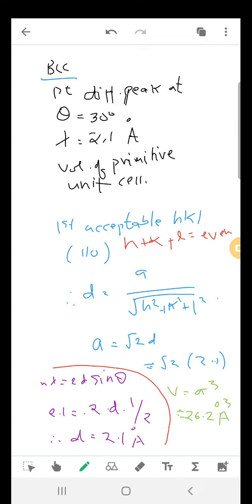The first case is 110, and for a cubic, the interplanar spacing is related to the lattice constant by the usual formula. When we put the values of H, K and L, we get a is equal to root 2 d, and we know that d is equal to 2.1 Armstrong. Putting this value, using sine theta, theta is equal to 30 degrees, so that makes d equal to 2.1. So putting that value, we get the volume of the primitive cell as 26.2 Armstrong cubed.